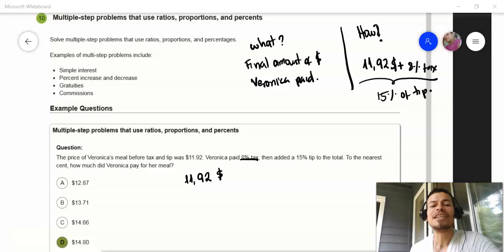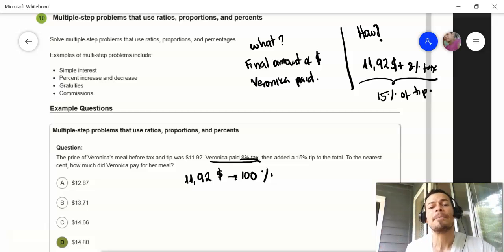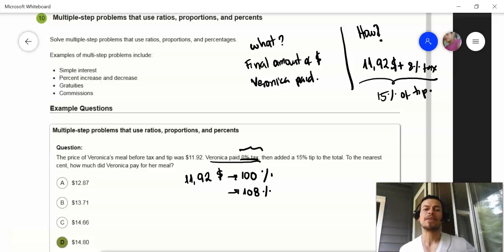So because I needed to add 8%, 11.92 is 100% of the price she had to pay, because that's the price of the whole meal. Because I'm gonna add 8% tax, which is gonna make the meal more expensive, I'm gonna have now 8% plus 100%, that's equal to 108%, okay?